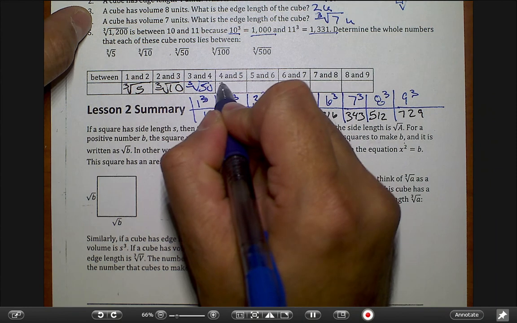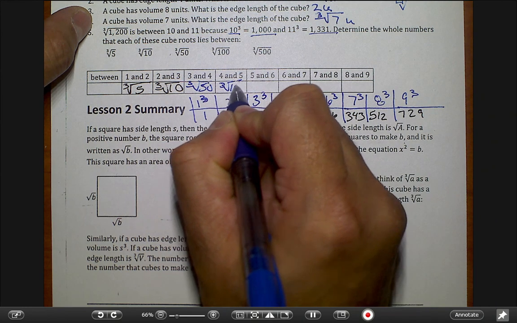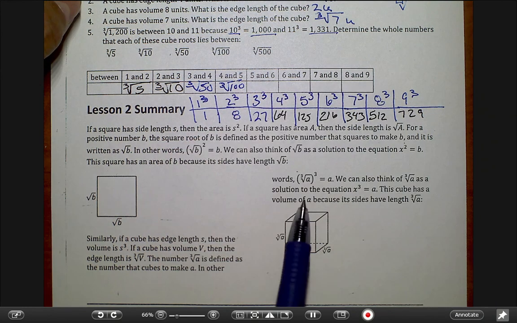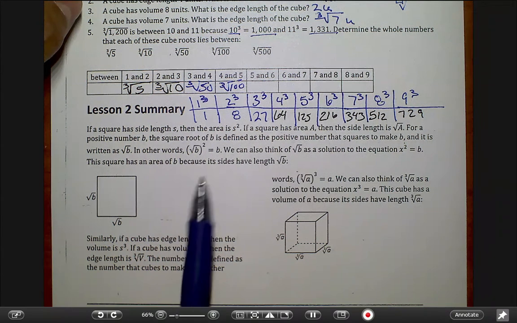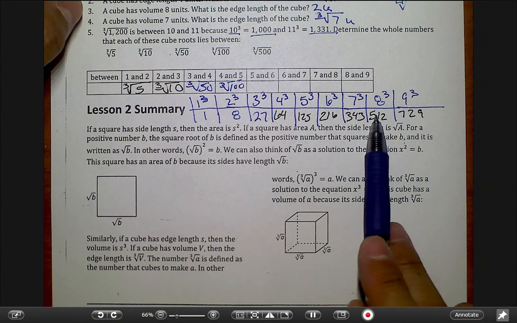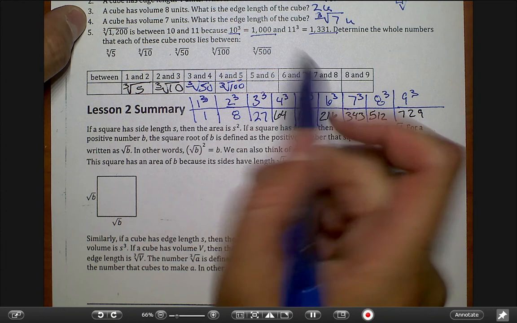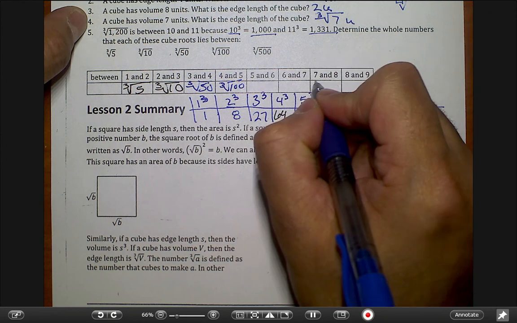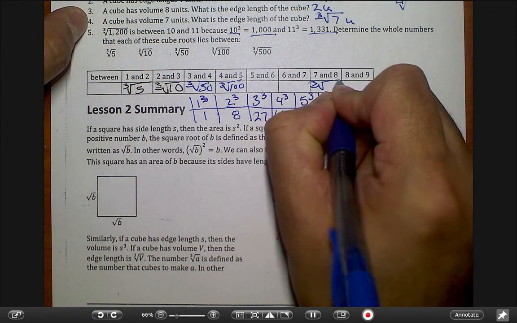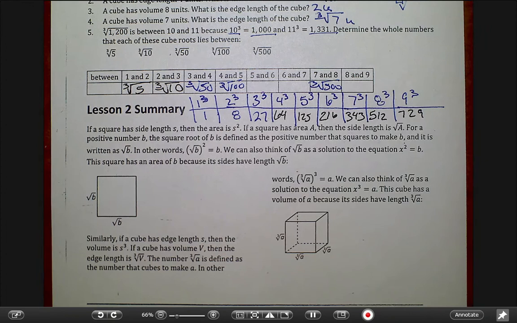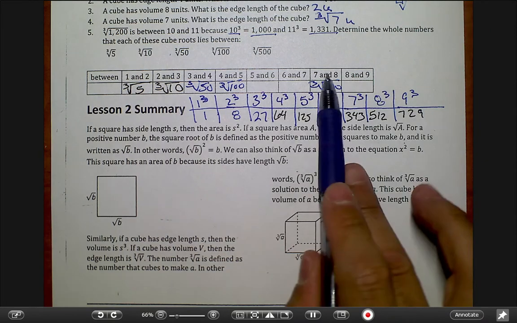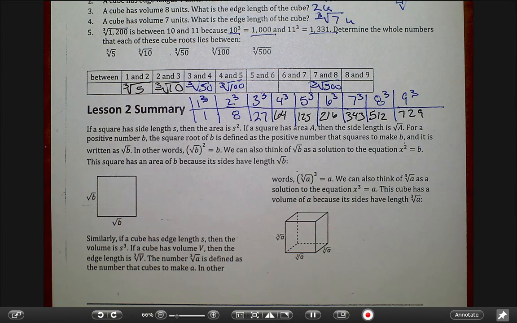And cube root of 500. It's between 7 and 8, isn't it? So it's between 7 and 8. Now, does that make sense? So my answer is going to be 7 point something.